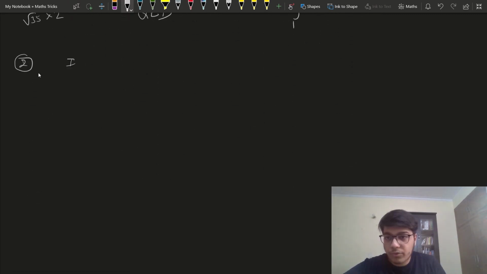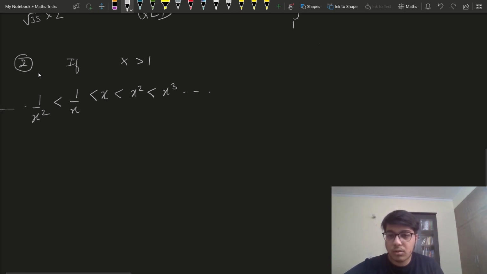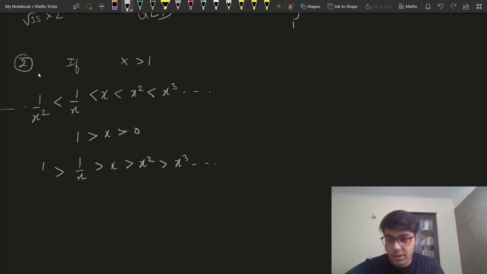Next trick. Say x is greater than 1, then x is less than x square, which is less than x cube, and so on. X is greater than 1 by x. This is also greater than 1 by x square, and so on. So this is common sense, right? And if x is greater than 0 and less than 1, then x is greater than x square, which is greater than x cube, and so on. X is less than 1 by x, which is less than 1 by x square, and so on. Nothing special here, but there are a lot of questions which can be solved easily using this.